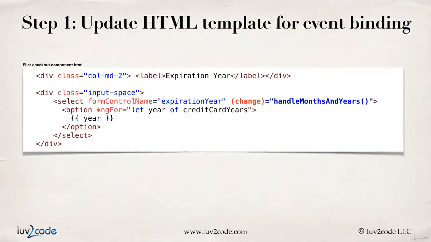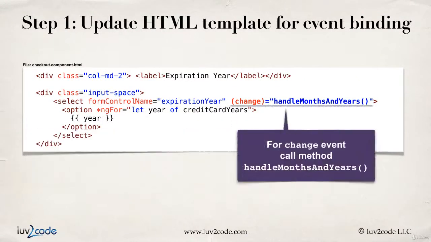Alrighty, step 1, updating the HTML template for event binding. In our form control name of expiration year, we're going to add an event handler here. For the change event, we're going to call the method handle months and years. And this method, we'll define in our component.ts file.